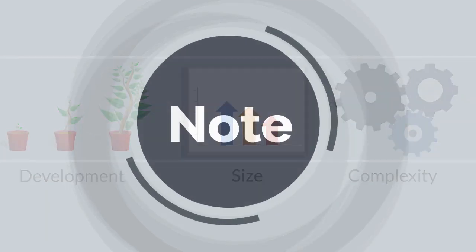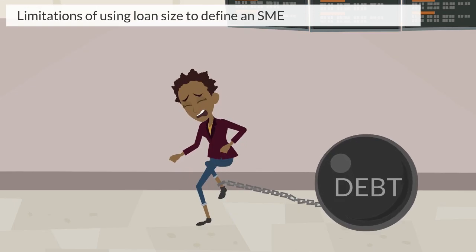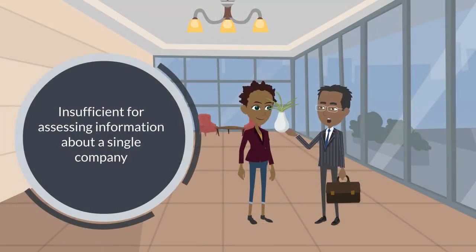It is important to note that using loan size as a proxy to define SMEs has a strong limitation of giving no information on the nature, development stage, and complexity of the business. Additionally, it often does not take into consideration the total debt an enterprise has in the financial system, but only an individual institution's risk with a company. Loan sizes are therefore insufficient for assessing information about a single company.